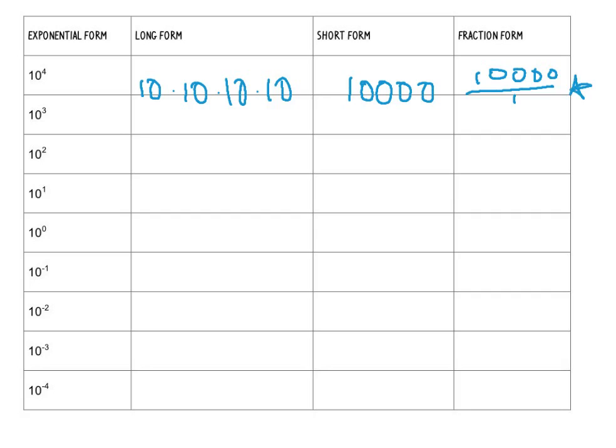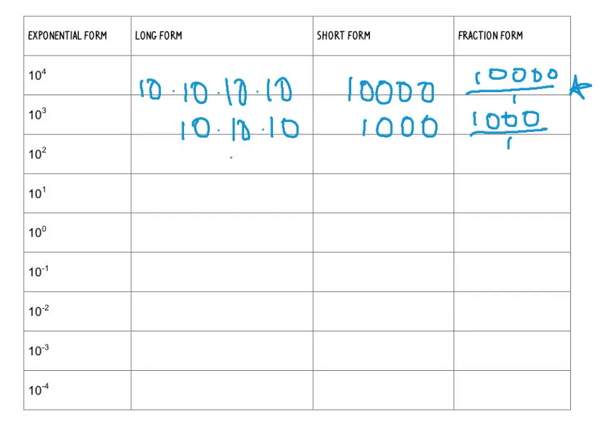10 to the 3rd, the next one. 10 times 10 times 10. The short form would be 1 followed by 1, 2, 3 zeros. And again, we can write this in fraction form as 1,000 over 1, but you're not really going to see that a lot.